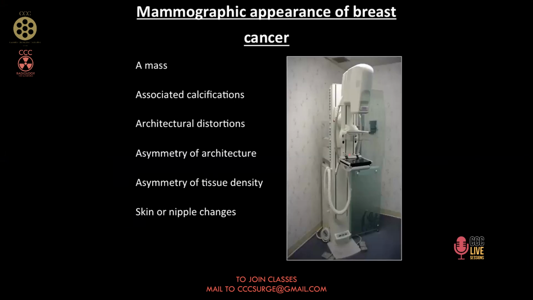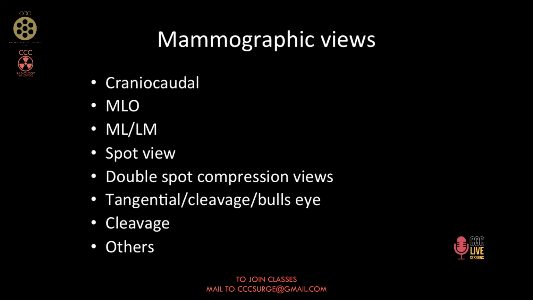Now, we are going to brush up our knowledge right at the beginning by telling the features in mammogram: a mass with associated calcification, with architectural distortion, with asymmetry of architecture, with asymmetry of tissue density, and I'm going to show each of them separately, how it works, and skin and nipple changes.